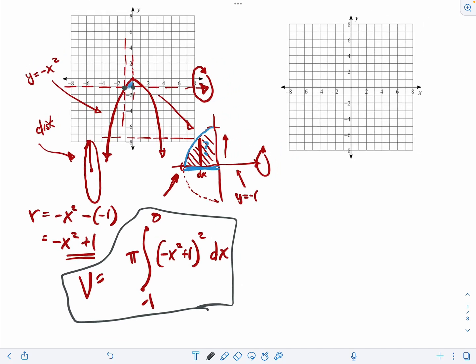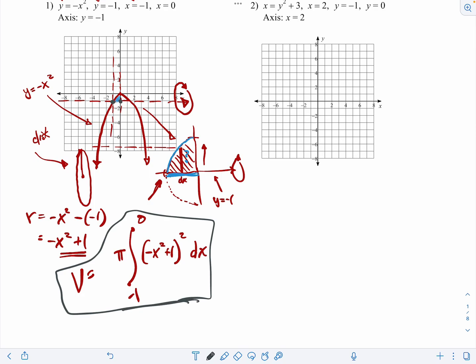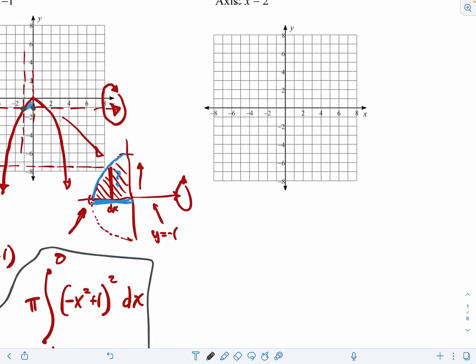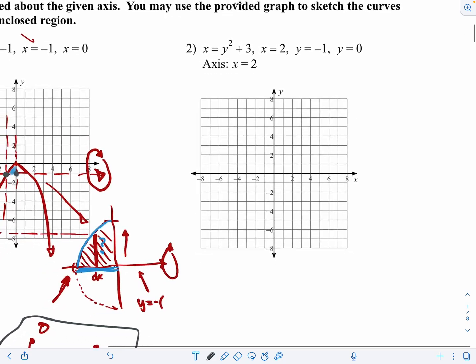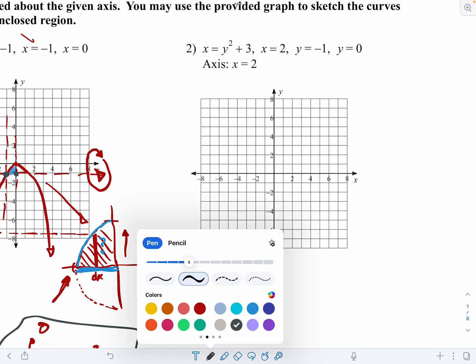Okay, number 2. Now, I'm assuming you can put that into your calculator or do the integration to find out what it ends up being. Oh, I don't have the answers with me. Okay, number 2, we are doing x equals y squared plus 3, x equals 2.